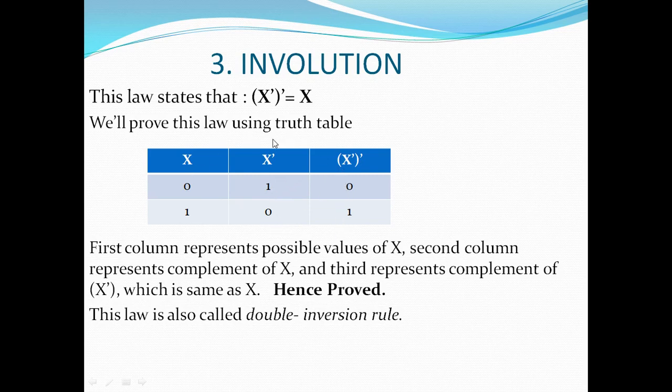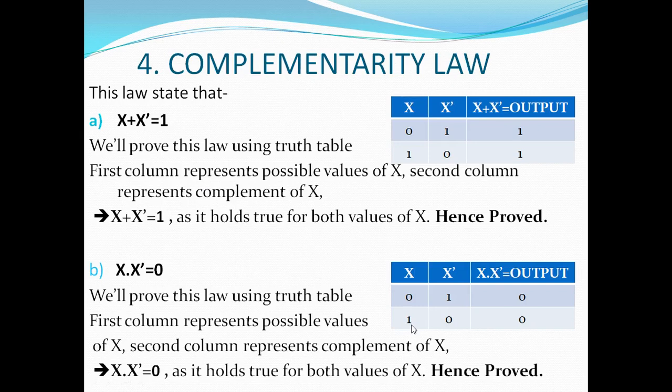Now compare these two columns, first and last column. These are the same, x and x complement's complement. So we can say x complement's complement is equal to x, or we can say NOT NOT x is equal to x. This law is also known as the double inversion law. So the next basic theorem is the complementarity law. Now this law again states two equations. First is x plus x complement is equal to 1, and second is x dot x complement is equal to 0.